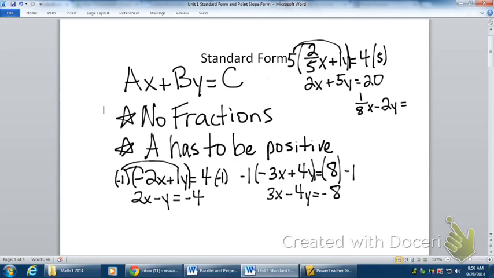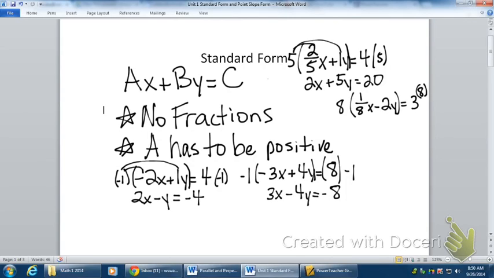Okay, let's do one more. All right. So in this case, I got 1 over 8x minus 2y is equal to 3. This needs to be in standard form. So we need to multiply both sides times what? 8. Perfect. Okay. And make sure you're not just multiplying times a fraction. You need to distribute it. Okay. It needs to be 8 times 1/8x minus 8 times 2y, okay?